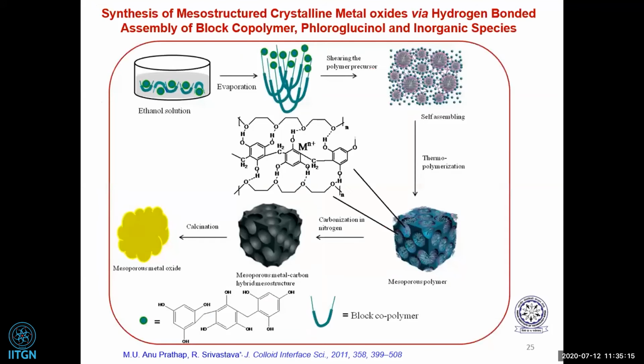But what we did, we depended on the soft template strategy. We prepared an in situ resin, and this resin was prepared with fluoroglucinol and formaldehyde, and it interacts well with F127, which is a block copolymer, through hydrogen bonding. The metal precursors were there inside this cavity, and then after carbonizing and calcining, we get the mesoporous metal oxide. Please note that these mesoporous metal oxides are crystalline in nature, not amorphous, and their surface area and porosity were very good. So this is how one can generate the mesoporosity.